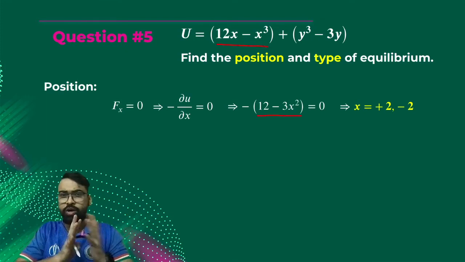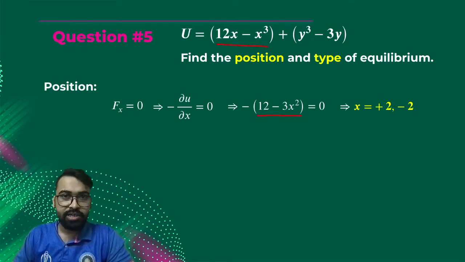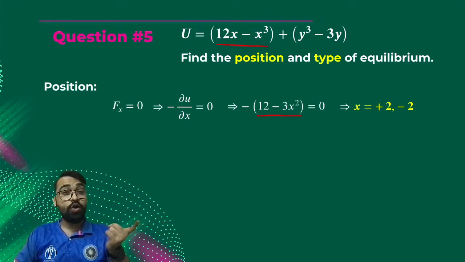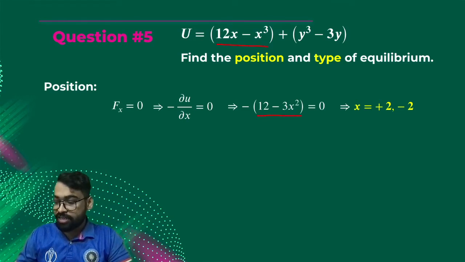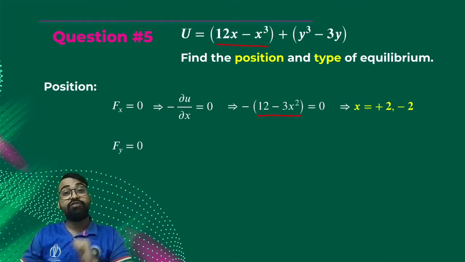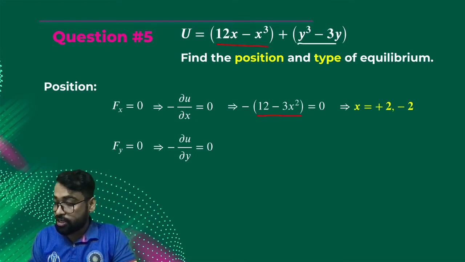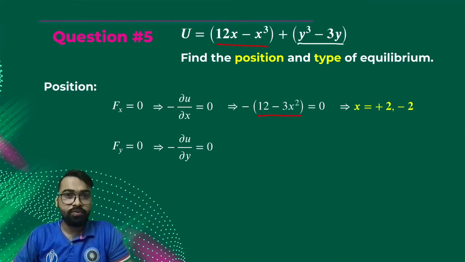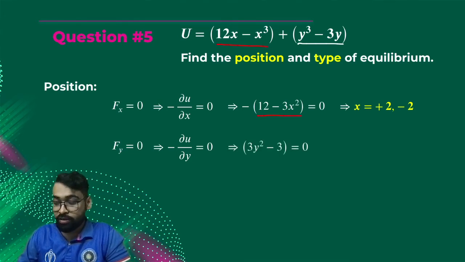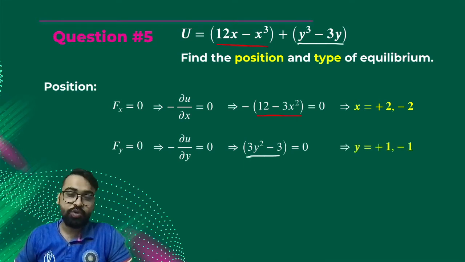It is again similar to what we did in, I think, question number 2. You can take the reference from the previous session. But if now I also want it for y, I will say that if fy equals 0, in that case minus del u by del y equals 0. And in that case, I'll have to take the differentiation of this term with respect to y. I hope everybody can say that is 3y square minus 3. We put that equal to 0, and we get another thing. We will get y as plus 1 or minus 1.